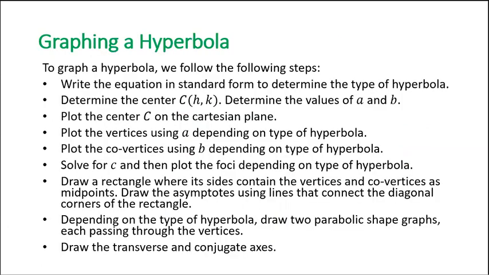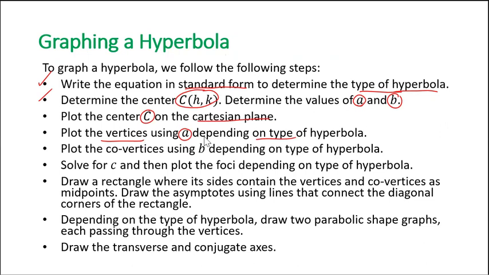Now to graph a hyperbola, we follow these steps. We first write the equation in standard form in order to determine whether the hyperbola is a left-right hyperbola or an up-down hyperbola. Afterwards, we determine the center and the values of small a and small b. Then we plot the center C on the Cartesian plane, and use the value of small a to plot the vertices depending on the type of hyperbola.